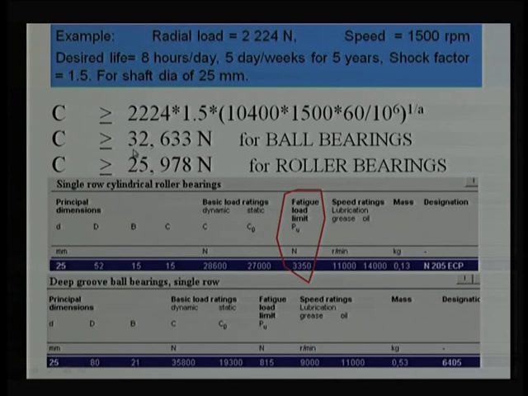Now, for the ball bearing, we require a dynamic load carrying capacity of 32.6 kilonewton. So, we selected a bearing which can show this dynamic capacity more than this, and that is this kind of bearing which shows 35,800 newton, which is more than that. However, the dimension 25 mm is a bore diameter which needs to be the same as the shaft diameter. The outer diameter of this bearing is 80 mm, which is much larger than 52 mm for the roller bearing.